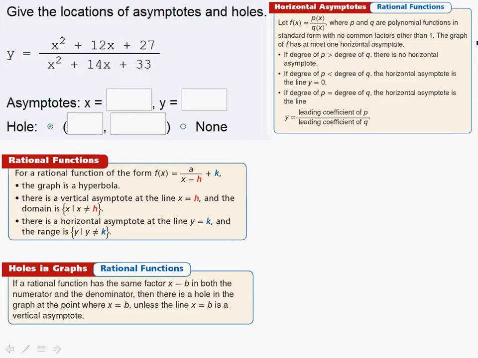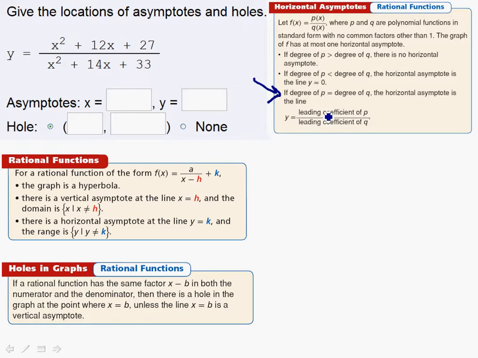Give the locations of the asymptotes and holes. In order to identify the horizontal asymptote, we are going to look at the degree of the numerator and the degree of the denominator. Since the degree of the numerator is 2 and the degree of the denominator is also 2, it is going to abide by this last rule here.